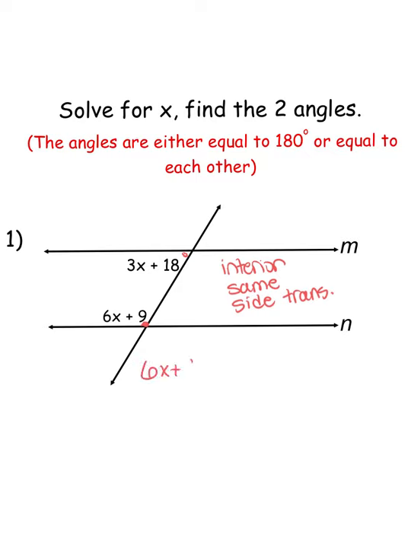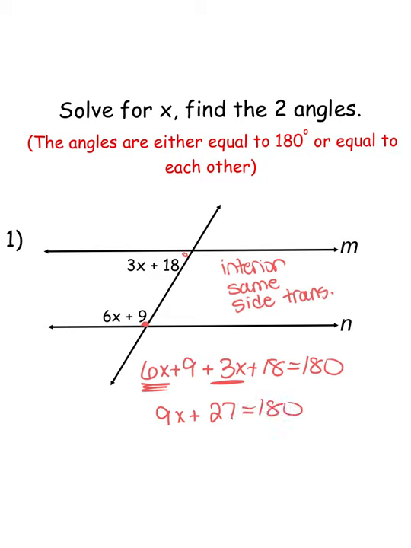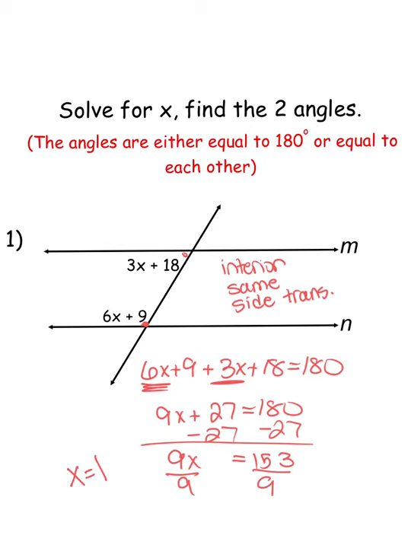So we can say 6x plus 9 plus 3x plus 18 equals 180 degrees. If I combine like terms, I get 9x plus 27 equals 180. If I subtract 27 from each side, I get 9x equals 153. If I divide both sides by 9, I get that x equals 17.